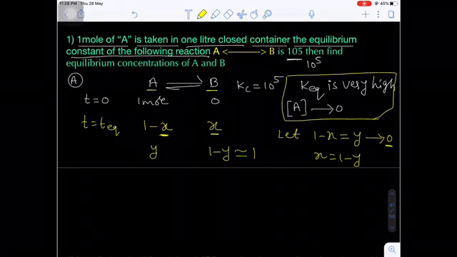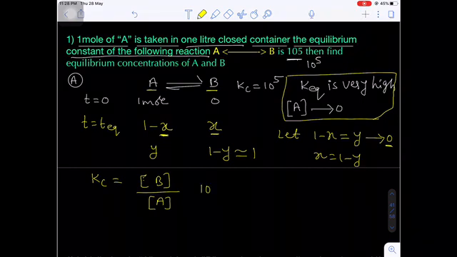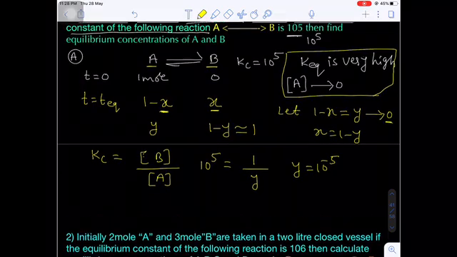Now what is the Kc expression here? Concentration of the products upon concentration of the reactants. The equilibrium constant given to you is 10 raised to 5. The concentration of B is 1 minus y, approximately 1 because y tends to 0, divided by the concentration of A, that is y. Now what is the y value? 10 raised to minus 5.